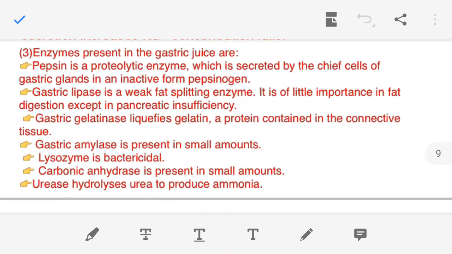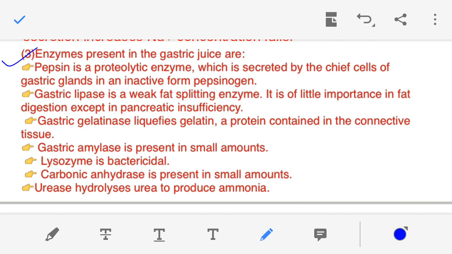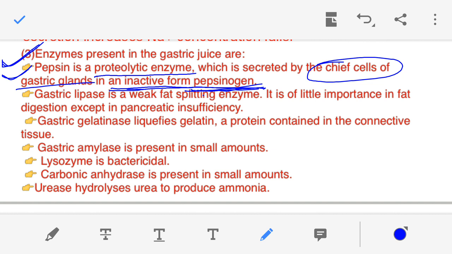Now this third point is also very important, because in this point all the names of the enzymes present in the gastric juice are mentioned. For example, first, in gastric juice, pepsin is present, and pepsin is a proteolytic enzyme, that means it is involved in the digestion of protein. This pepsin is secreted in an inactive form. The inactive form of pepsin is known as pepsinogen, and it is secreted by the chief cells of the gastric gland. So once again, the chief cells of the gastric gland secrete inactive pepsinogen, and when it is activated it is known as pepsin.